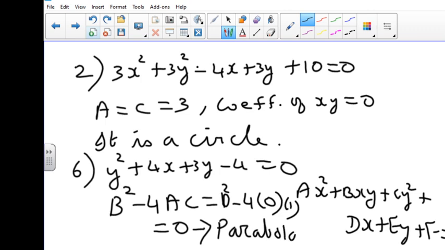So this is how we identify a conic with the general equation. The remaining problems you can take it for homework. Thank you, students. Do the homeworks regularly in your notebook.